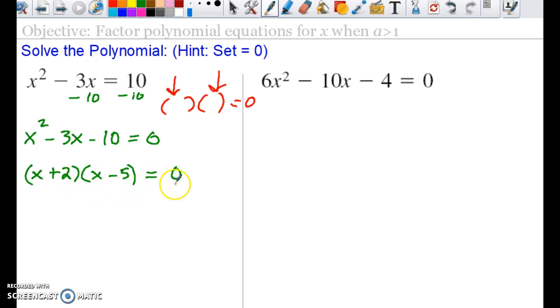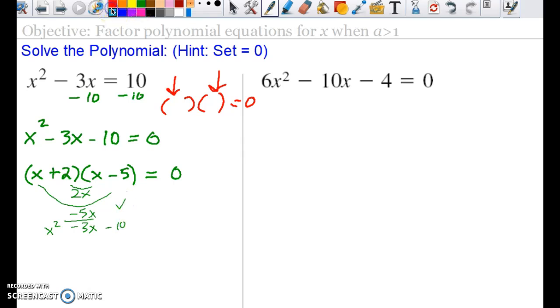Before I start the next part of this problem, let's double check for a moment that I factored correctly. The inner product is positive 2x. The outer product here is negative 5x. That will combine to make negative 3x. Check the first: x times x is x squared. Last times last is negative 10. Okay, so we know that we factored correctly.